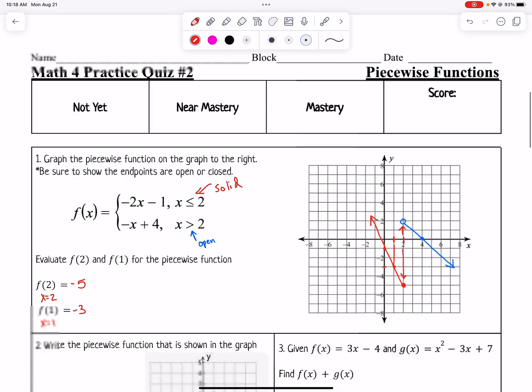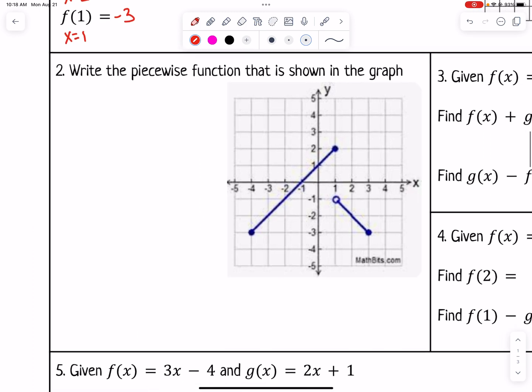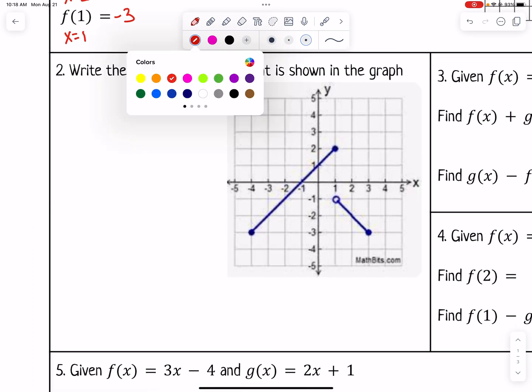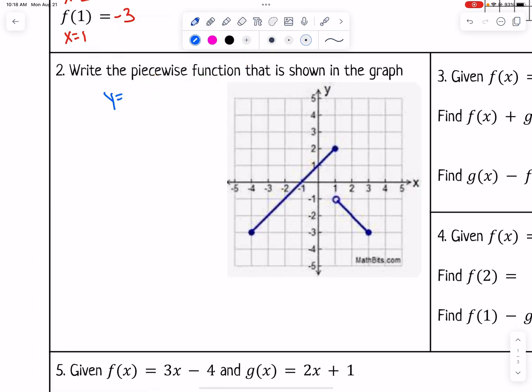Number 2 wants us to write the piecewise function that's shown in the graph. So that's where you want to use y equals mx plus b to help you. M is your slope and b is your y-intercept. You can pick either one out first. Just make sure you write them in the right order for your function.